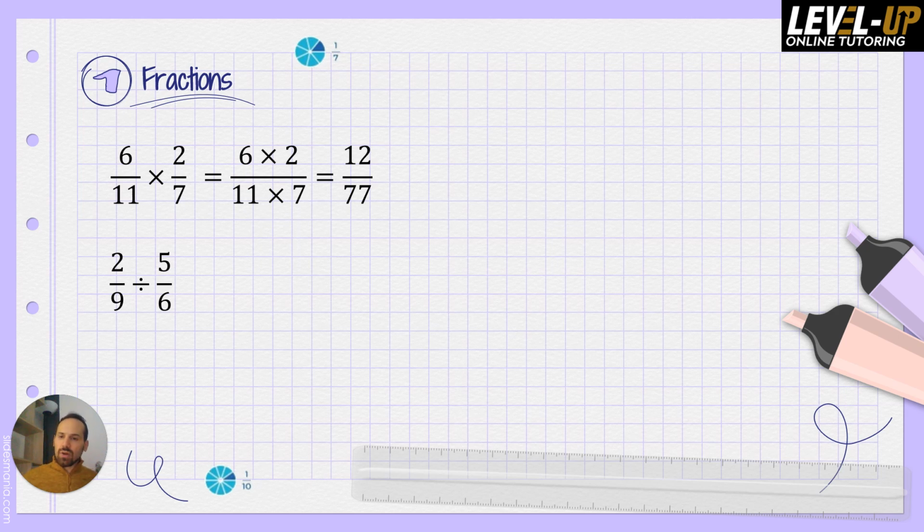Division is also not very complicated. So if we're doing 2 over 9 divided by 5 over 6, that second fraction that we're dividing by essentially just gets flipped upside down. It's what's known as the reciprocal. And the reason why is because, if you think about it, it's like 5 over 6.